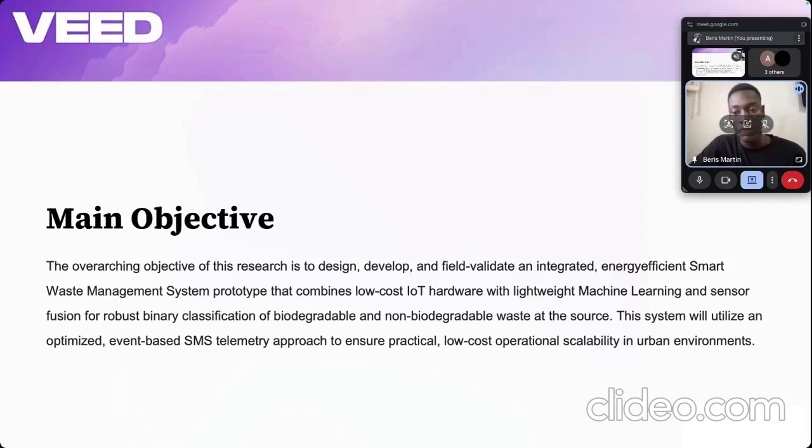So our main objective is to find a way of creating a smart bin that can easily separate the biodegradable from non-biodegradable at the source of disposal. Let me say dustbins in this case. At this particular point, once the trash is put in, it automatically gets segregated into biodegradable and non-biodegradable. So that's our main objective of the smart bin.